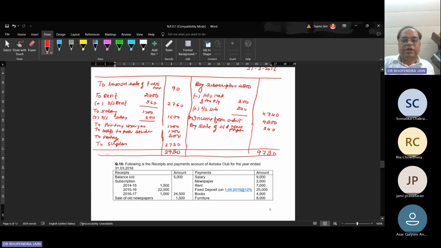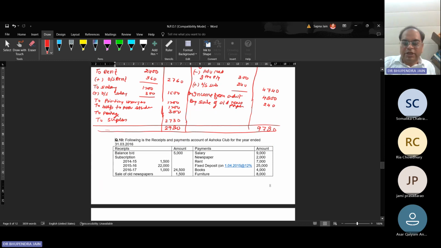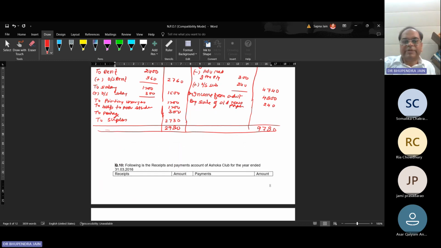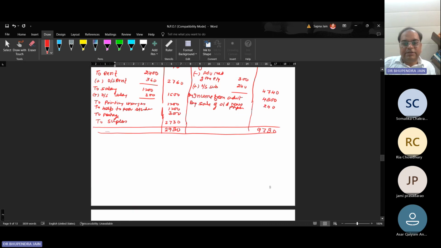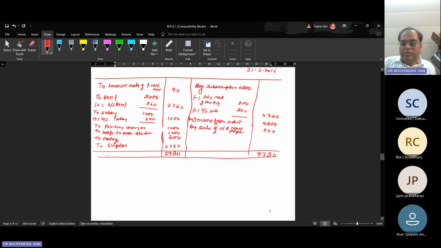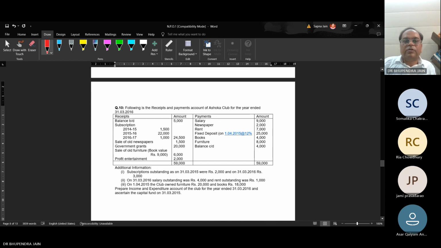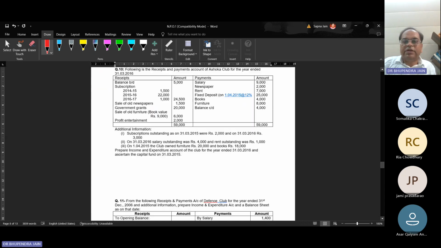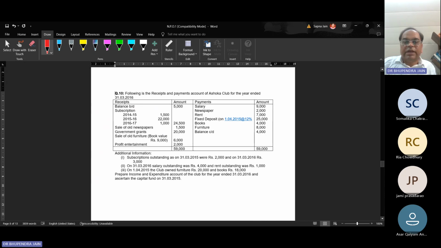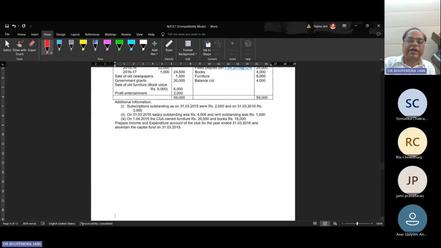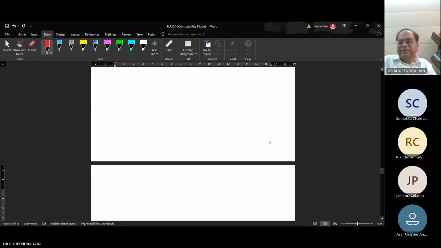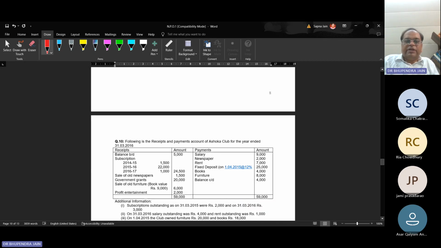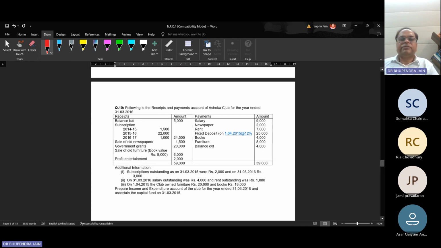This is the procedure to prepare the income and expenditure account. After the income and expenditure account, we will prepare the balance sheet, or we will prepare the balance sheet and income and expenditure account collectively. Now the next question, number 10. All the questions are slightly different.